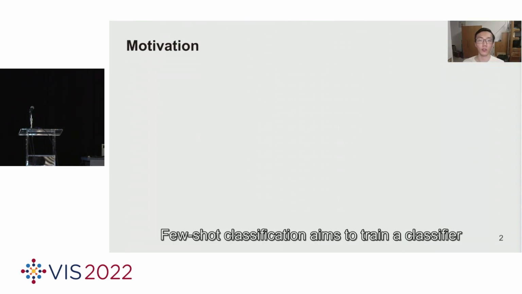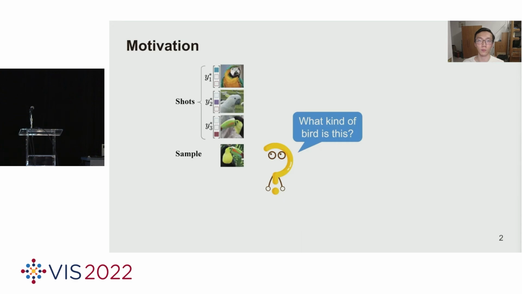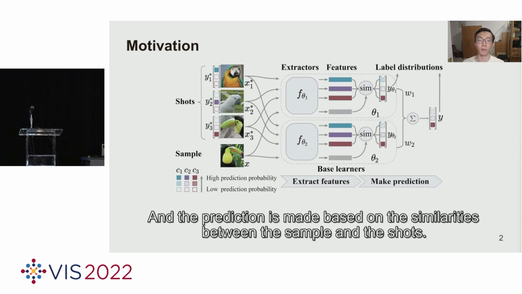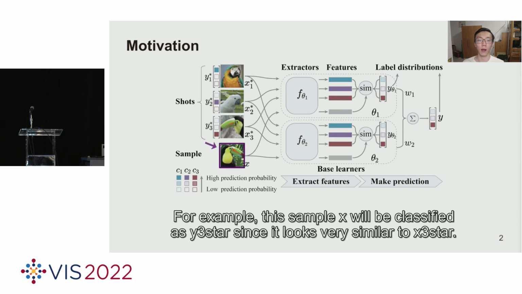Few-shot classification aims to train a classifier with very few labeled samples, and that's what we call shots. A promising way to do that is that the learners will process these images and measure the similarities between images, and the prediction is made based on the similarities between the sample and the shots. For example, this sample X will be classified as Y3 star, since it looks very similar to X3 star.